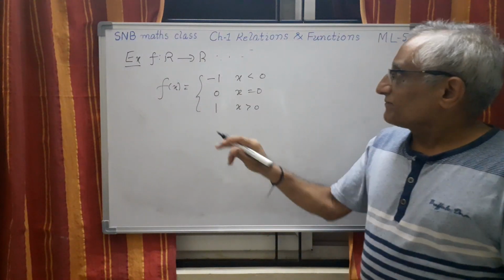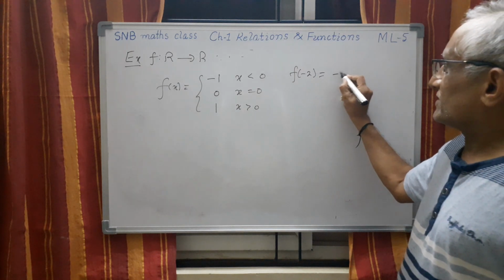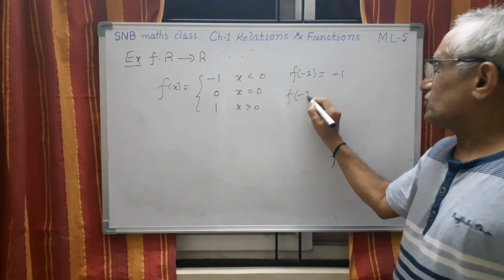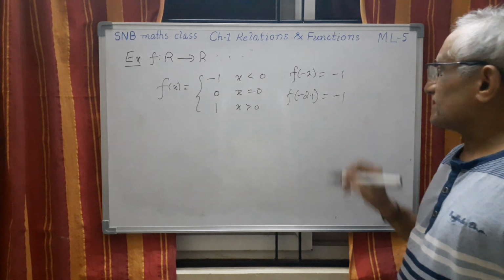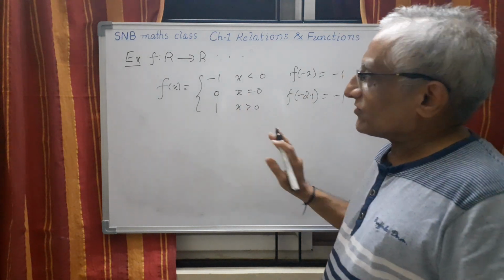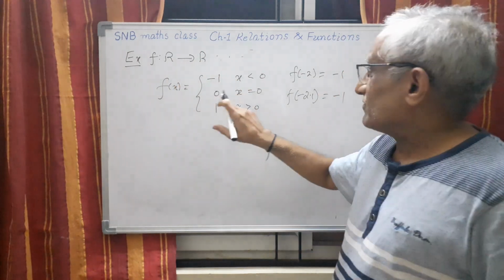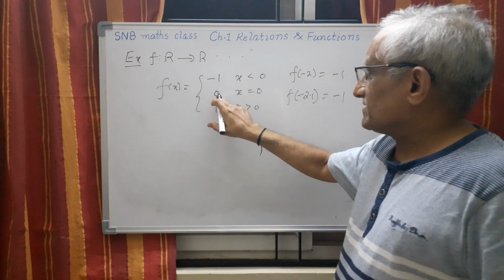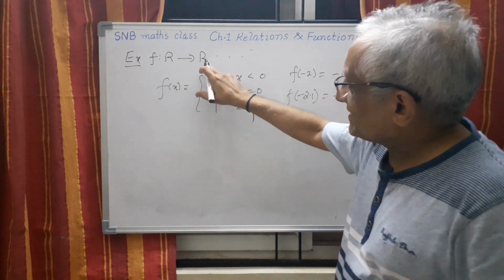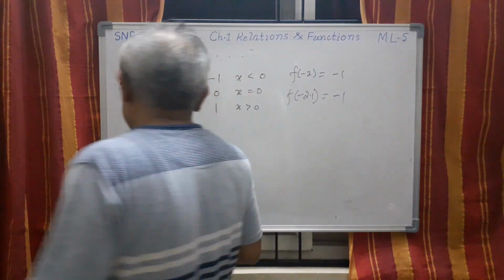Same reason, f of, for example, minus 2 is minus 1 only, because anything less than 0 it is minus 1. Then f of minus 2.1 if you take, still it is minus 1. So it is not 1-1. And clearly it is not onto, because all the values here, they are going to only 3 numbers. One is minus 1, another one is 0, another one is 1. Actually only 3 images are there here. All the remaining real numbers are not images. So it is not onto also.